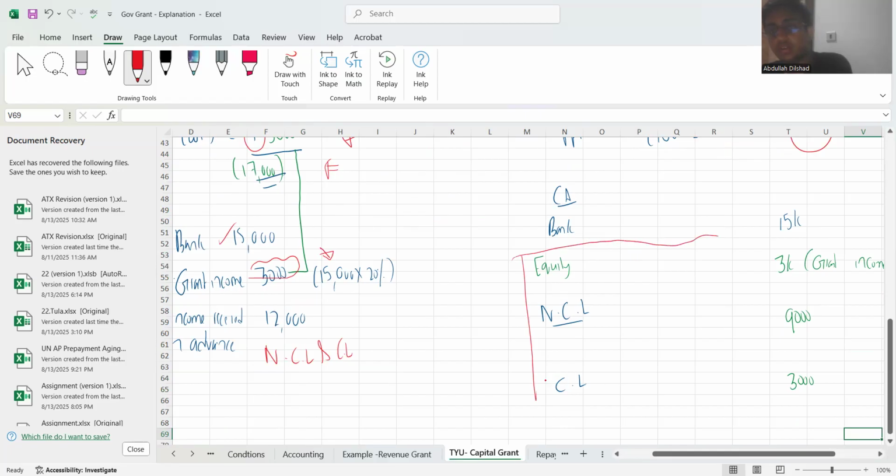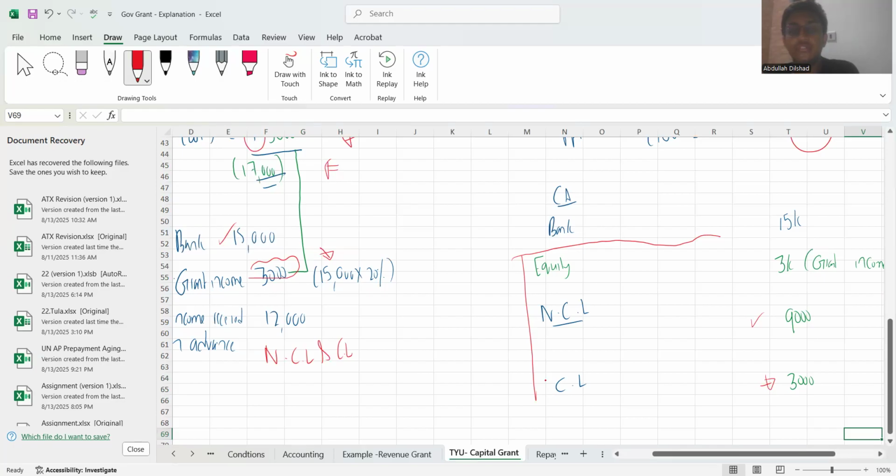Look at this part. Your non-current liability will be showing 9,000. And since you need to pay next year also, you need to pay 3,000 per year. This will be shown under your current liability.